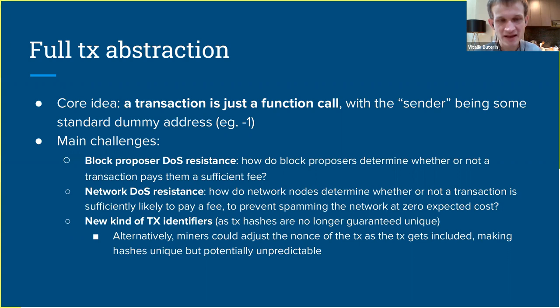Maybe the account just needs to accept a poke, and a poke would just be like a zero data transaction that just forces the account to run. A lot of things could happen, right? So that's one way of thinking about it. But then one possible solution is that miners could just adjust the nonce of the transaction as the transaction gets included, which keeps hashes unique, but it does mean that the transaction hashes become malleable and potentially unpredictable unless the account is deliberately set up to make them not be unpredictable, right? So this is also an option.